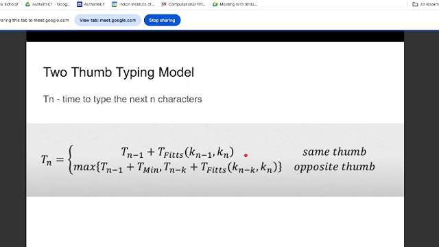Next is typing q and n. So typing q and n, these only two letters are there. In that case, I have n minus 1, tn minus 1. So I type q, so the time taken to type that q, and then tmin, that is switching the hand and then typing the next letter. So that is my option for the first thing, where only switching is happening while typing.